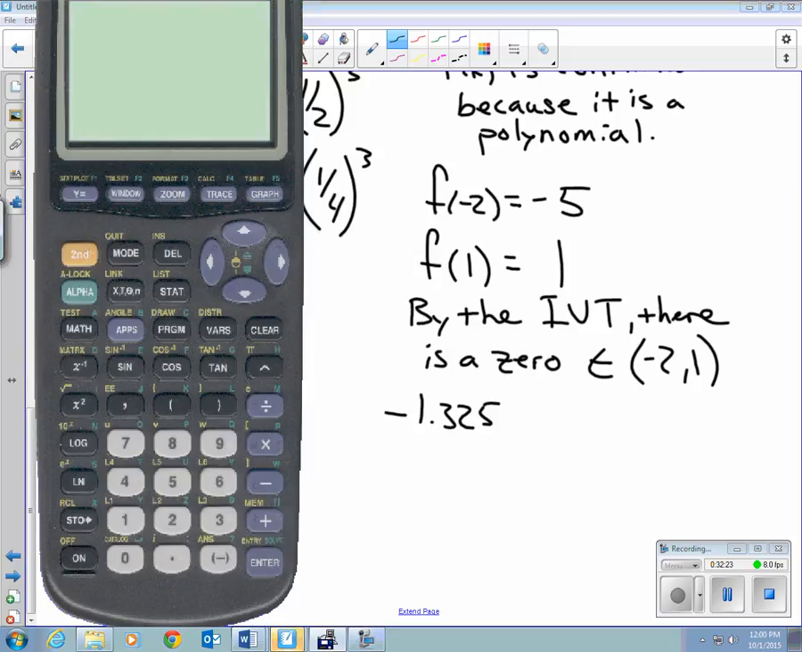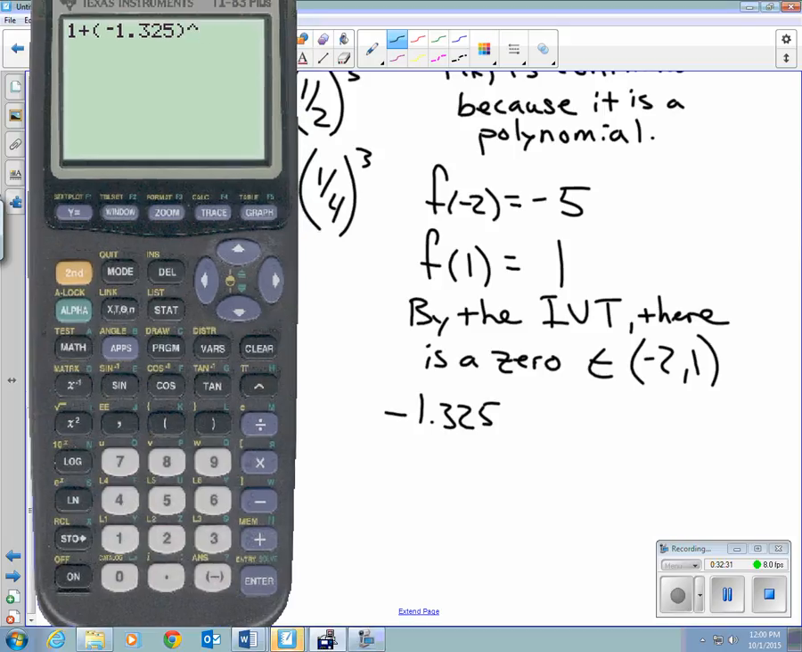And if you take that number, 1 plus, parentheses, -1.325, and you cube it, see? Get that number. Cool, we found it. So there's your proof. All right, your assignment is a worksheet.